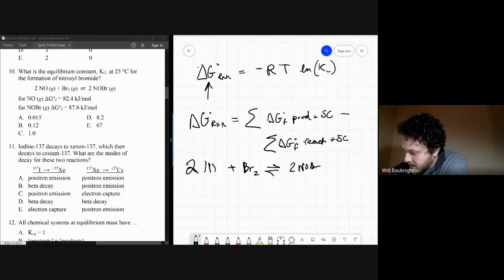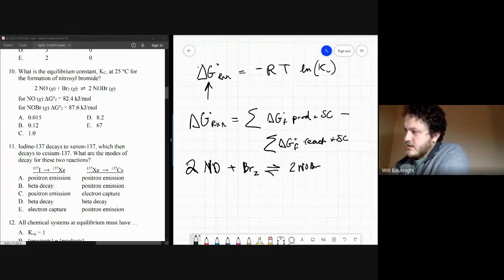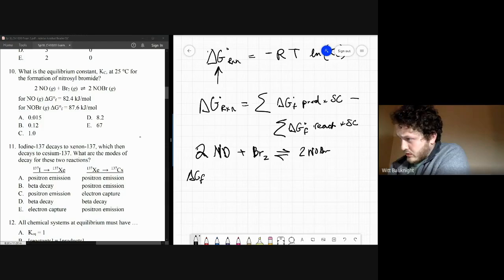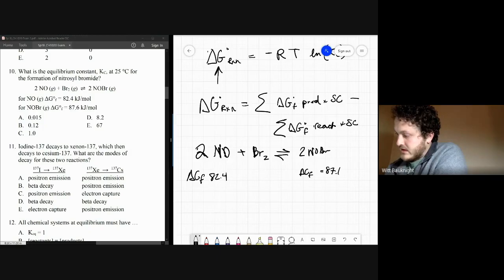So that should be NO. Sorry, my stylus is messing up. So we know that the delta G of formation of NO is equal to 82.4. We know that the delta G formation of NOBr is equal to 87.6.